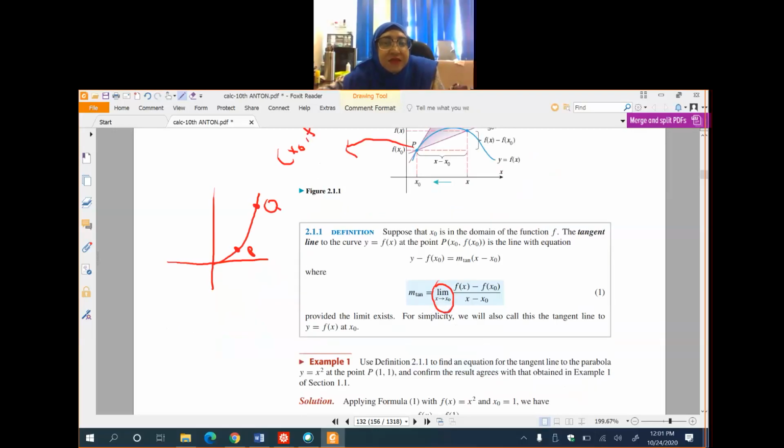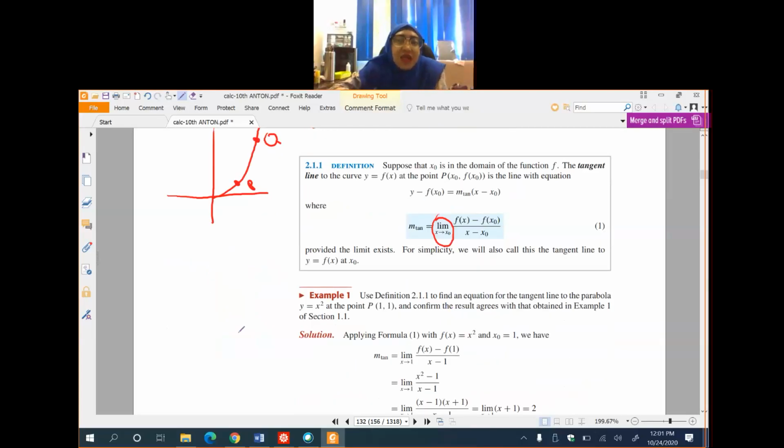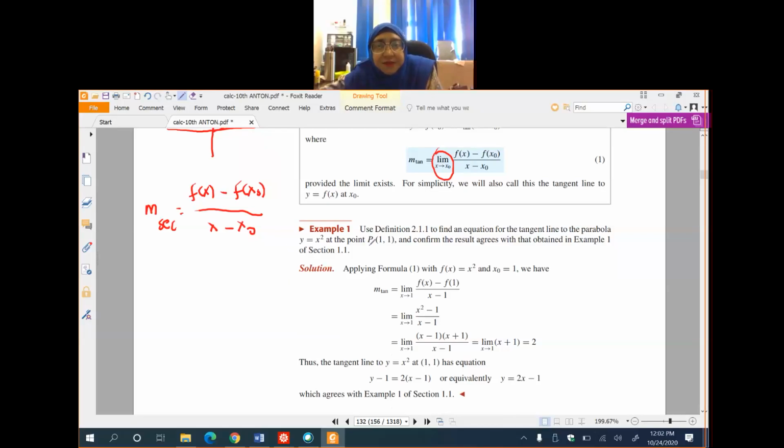So the difference between the slope of the tangent and the slope of the secant is that m secant is given by the same formula, except that we don't have the limit expression. So m secant will be f of x minus f of x naught, divided by x minus x naught. Okay, so this is for the m secant.